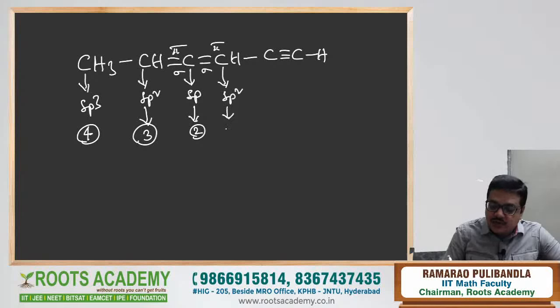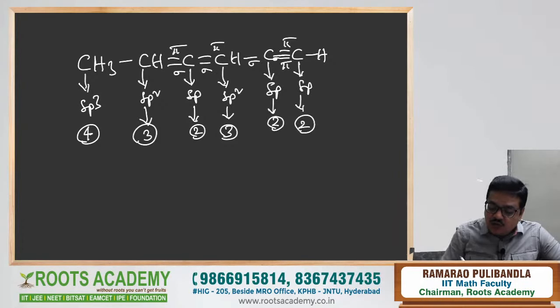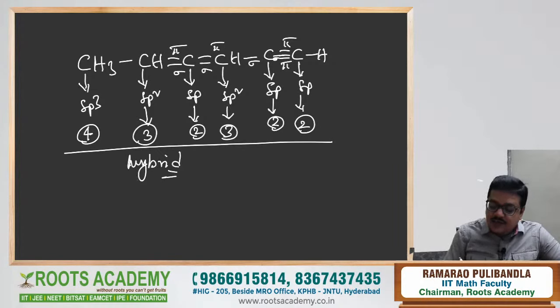sp2 again, so 3 hybrid orbitals. It is 2 sigma and 2 pi bonds, therefore sp hybridization, 2 hybrid orbitals. It is also sp, 2 hybrid orbitals. Now the total number of hybridized orbitals: 4 plus 3, 7, 9, 12, 12 plus 4, 16 hybrid orbitals.